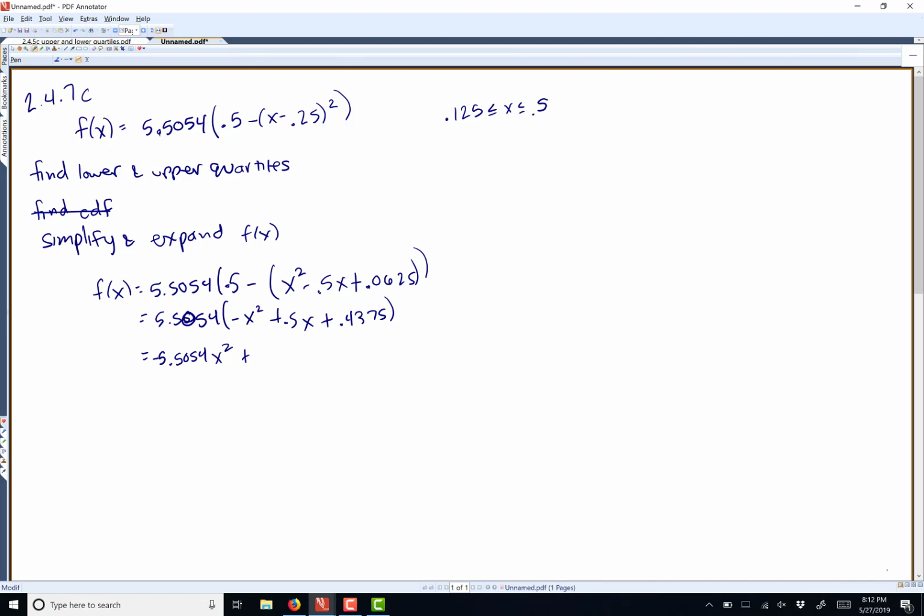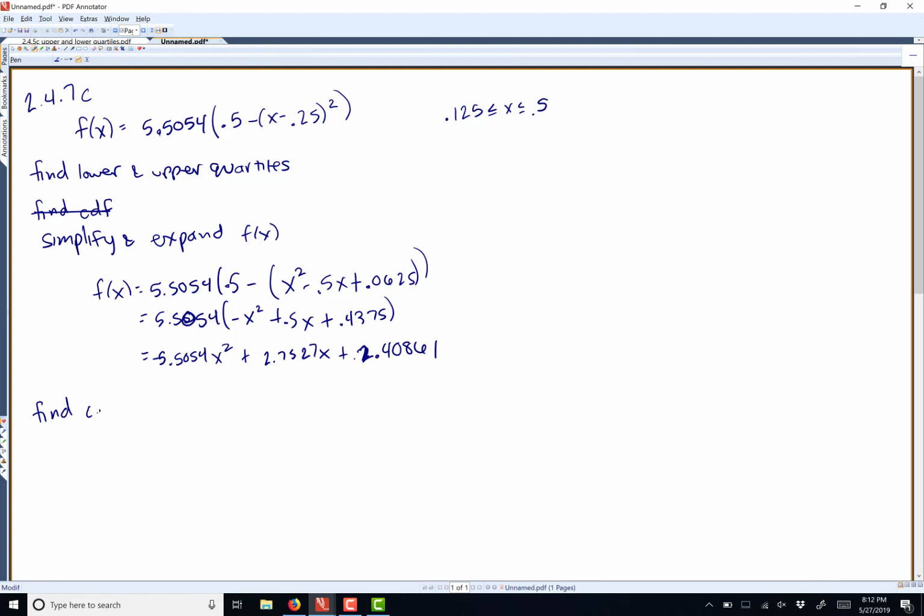Okay, sorry, I just realized I'm not quite sure where this paused, but so far all I've been doing is expanding. So I FOILed out x minus 0.25 squared. I get x squared minus 0.5x plus 0.0625. And then I do 0.5 minus that. And now I'm going through and multiplying everything by negative 5.504. So we have negative 5.504 x squared plus 2.7527x plus 2.40861. Okay. So this is f of x.